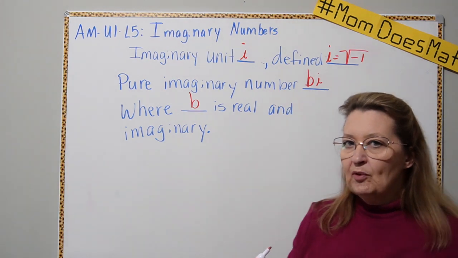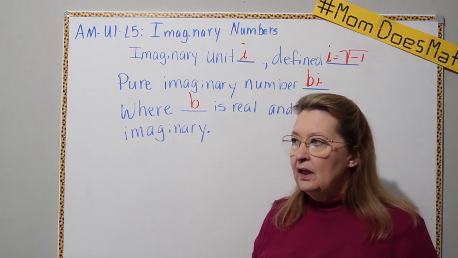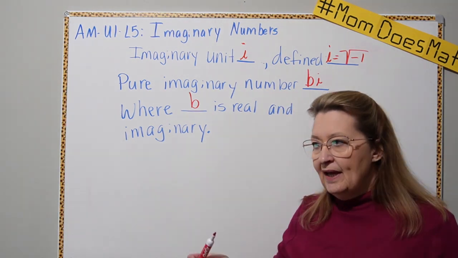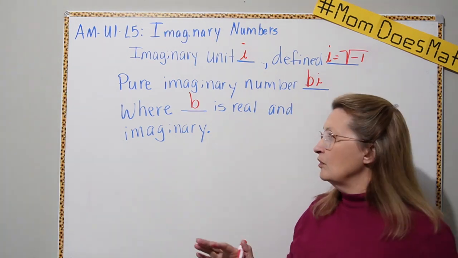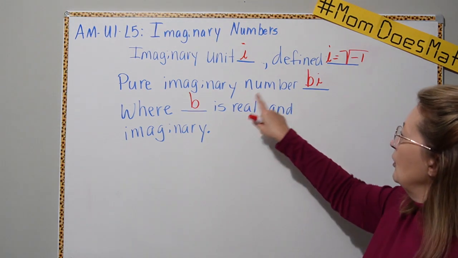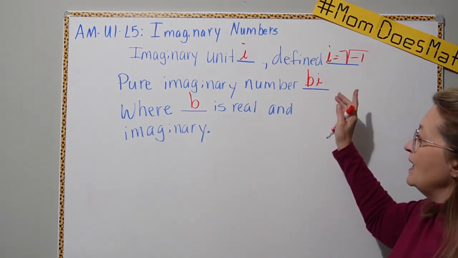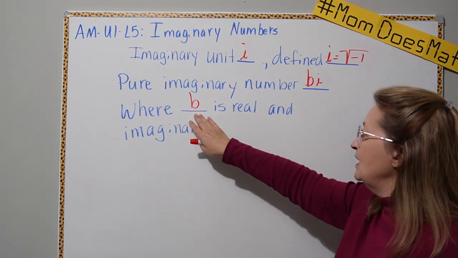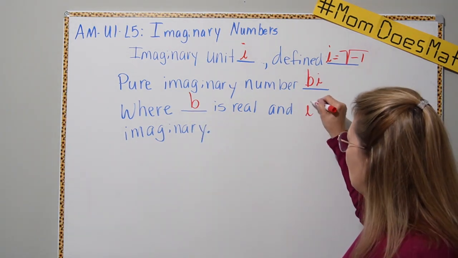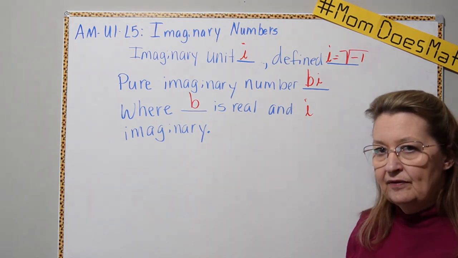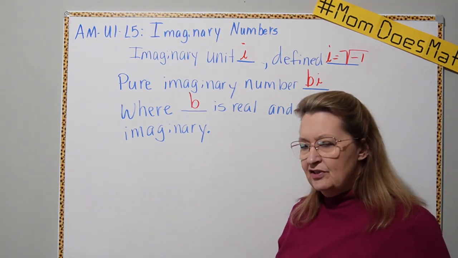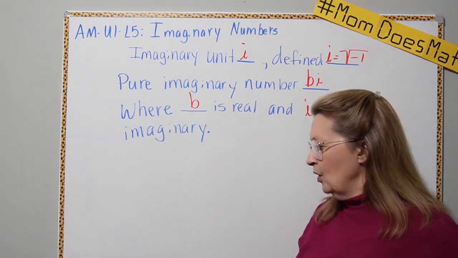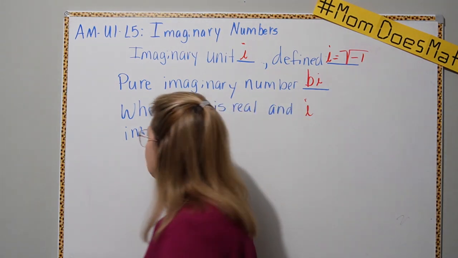So an imaginary number was not found, it was created. As a definition, what it does is it helps us solve a problem that we're going to look at in just a minute. Now, a pure imaginary number is bi, where b is real and i is imaginary. So what kind of a problem could you have that you needed to solve with an imaginary number? Well, let's have a look at that.